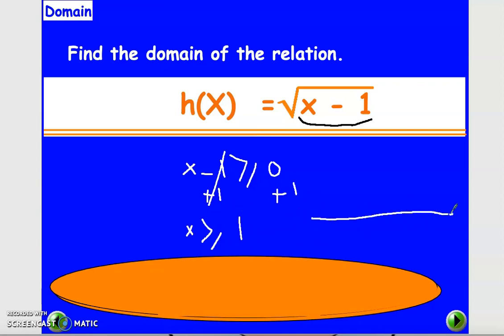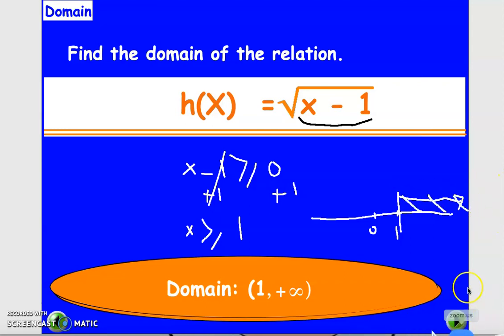So suppose that this is a number line. Here is 0 and here is 1. So all the numbers greater than or equal to 1 are in the domain. We can say that the domain is from 1 to plus infinity. So all these numbers here in this area.